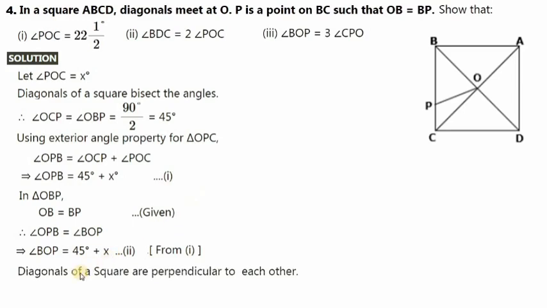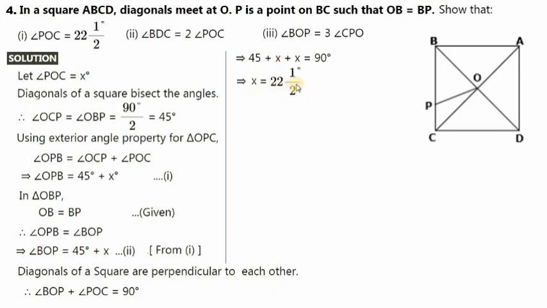Now you know that the diagonals of a square are perpendicular to each other, isn't it? Kindly see this carefully. When they intersect, this entire angle, this entire angle, this entire angle, and this entire angle are 90 degrees. So we can say BOP, that is this angle, plus this angle, altogether will be equal to 90 degrees. Now BOP is 45 plus x, and POC is x. So from here you get the value of x to be 22.5.